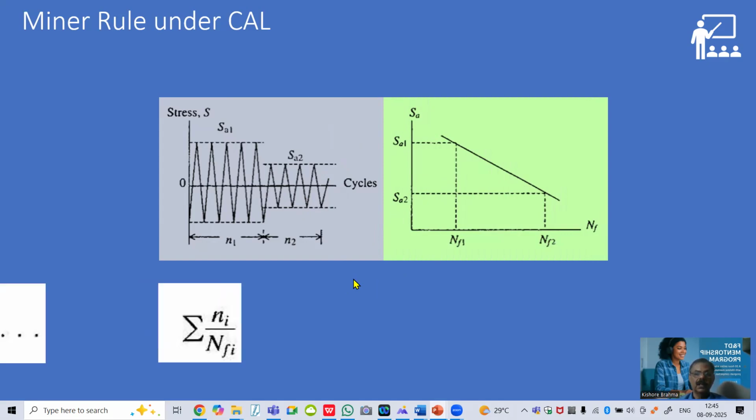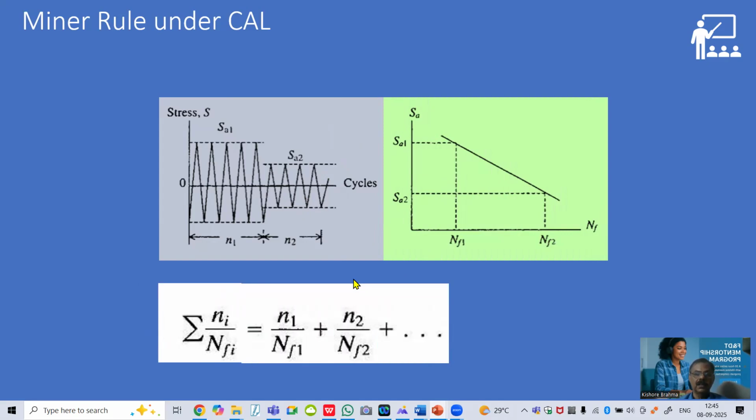So generally, it is represented as the summation of damages due to each stress, by knowing the small number of cycles that is being applied, and the number of cycles to failure obtained from the SN curve. So as long as this relation holds good, then one can find out the life of a structure.